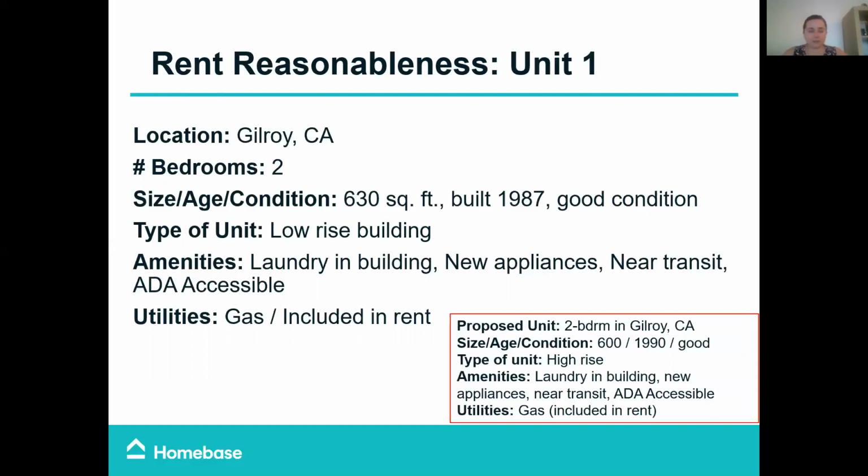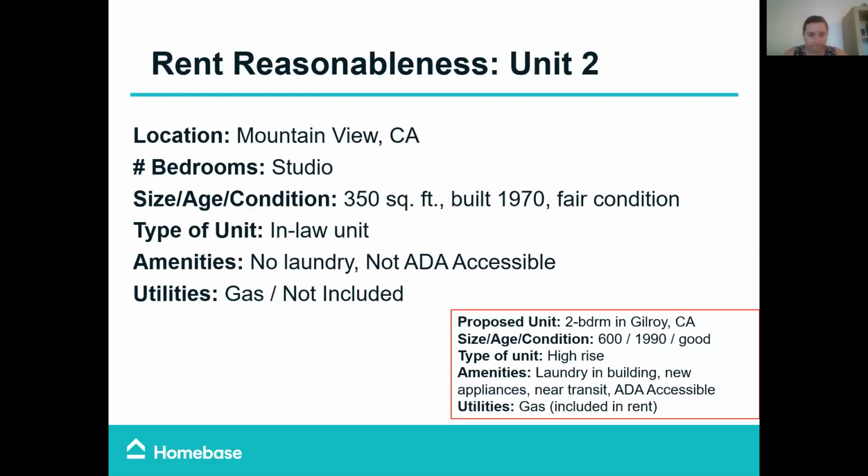Now let's look at our second option. The second unit for our consideration is a studio apartment in Mountain View. It's 350 square feet, and it's an in-law unit that was built in 1970 and is in fair condition. It does not include laundry, and it is not accessible. Gas utilities are not included in the rent. And again, we've got the box on the side to remind us of the proposed unit. And I'll ask you again here, does Unit 2 seem comparable to the proposed unit?